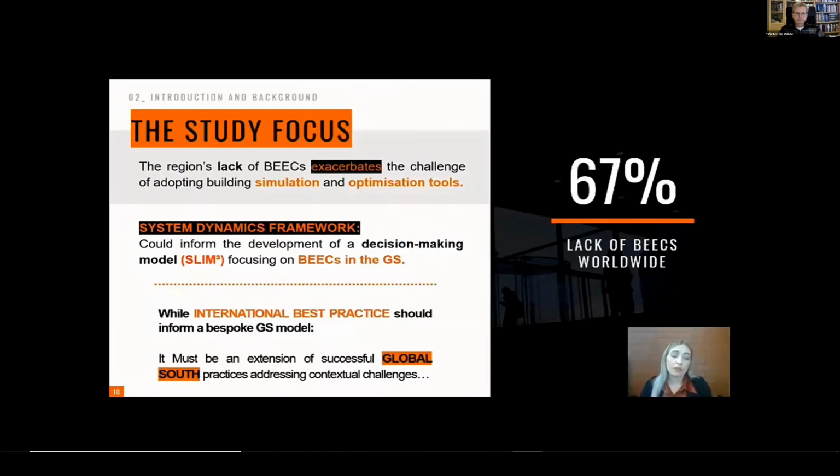While we have established that one of the problems is the Global South's lack of building energy codes, this exacerbates the challenge of adopting building simulation and optimization tools. Therefore, the study aims to develop a system dynamics framework that could inform the development of a decision-making model, SLIM, which I will discuss a little bit later on, which focuses on building energy efficiency codes specifically for the Global South. The purpose of such a decision-making model or tool is to assist countries without the necessary building energy efficiency codes and to develop incremental implementation frameworks.